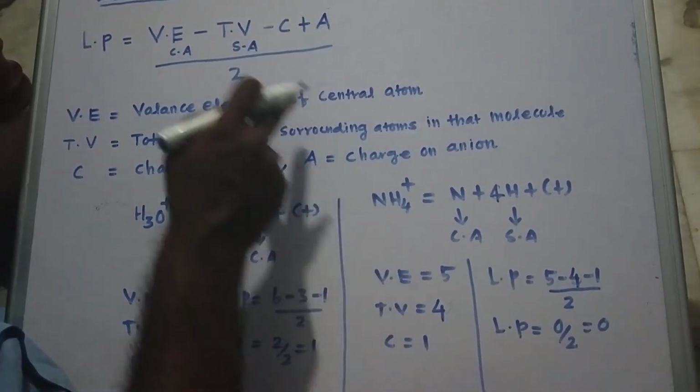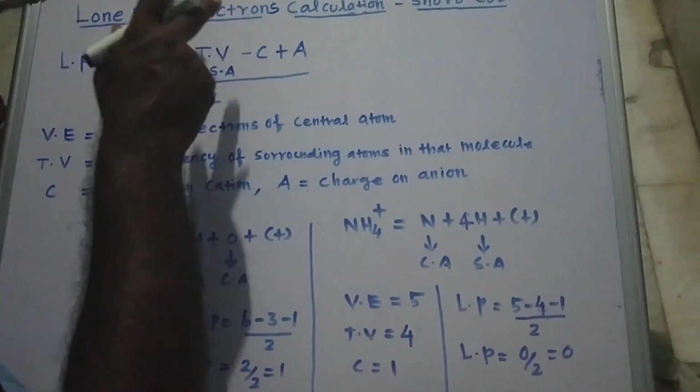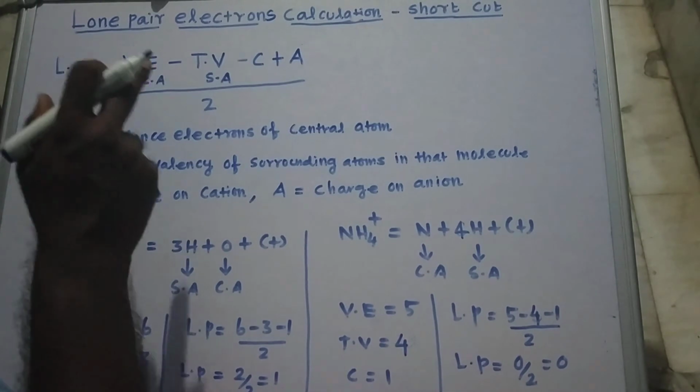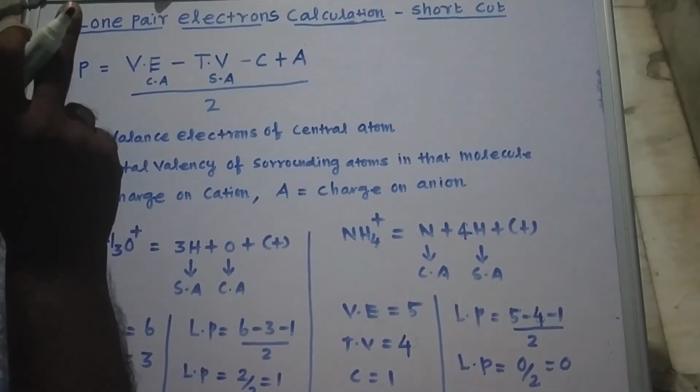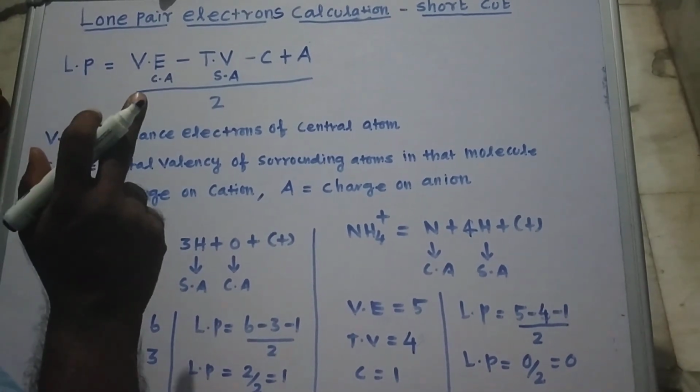So students, this is a very easy method to find out the lone pair of electrons present in any molecule, any atoms and any ions. Okay, use this and get good marks in the examinations. Okay, thank you.